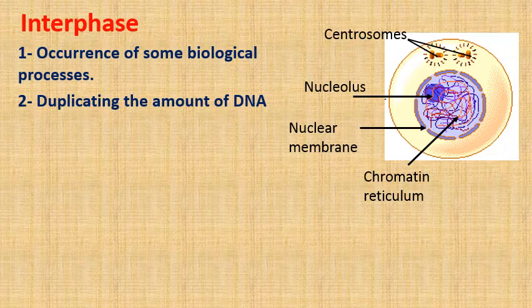So if I ask you, give reason, the cell must pass by interphase before mitotic division. The answer will be to prepare the cell for cell division, an occurrence of some biological processes, and duplicating the amount of DNA. By these processes, we prepare the cell before entering the mitotic cell division. Okay, let's go to know the phases of the mitotic cell division.